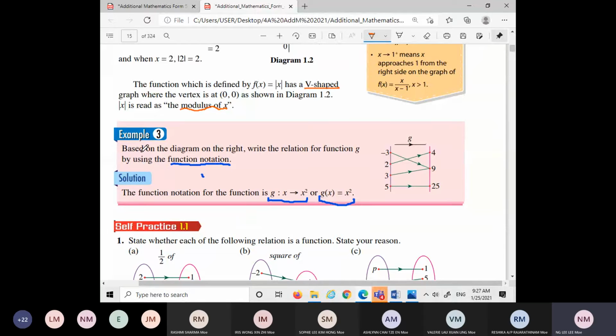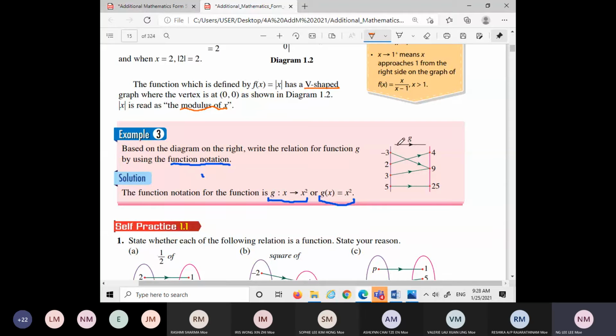Okay, so look at this example. Based on the diagram on the right, write the relation of a function g by using function notation. So you see I highlight here function notation. You must use function notation if they say by using function notation. Okay, so the function notation of the function is, okay, look at this.